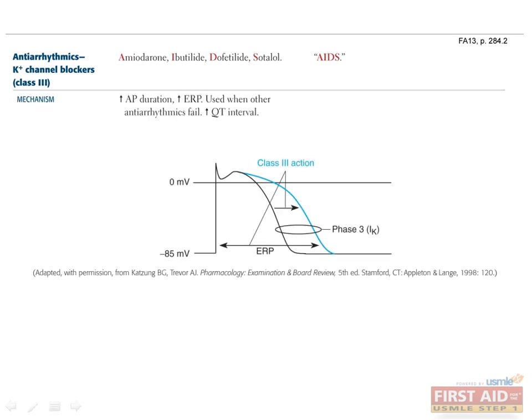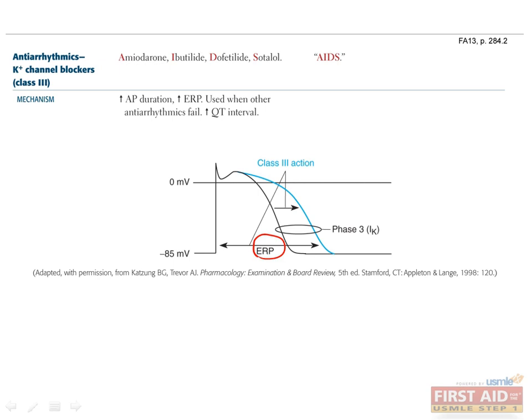Next, we have class 3 antiarrhythmics, which is the class of drugs that act by blocking potassium channels. This includes ibutilide, sotalol, bretylium, amiodarone, and dofetilide. These drugs work by increasing the action potential duration and the effective refractory period, which you can see here. These can also increase the QT interval.